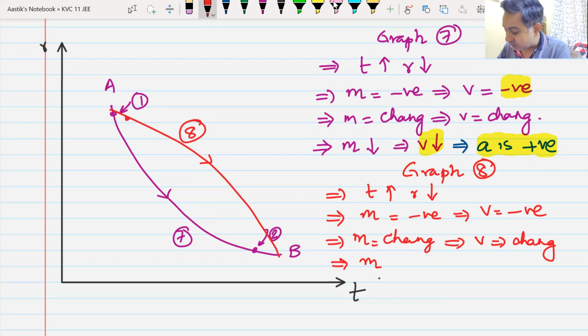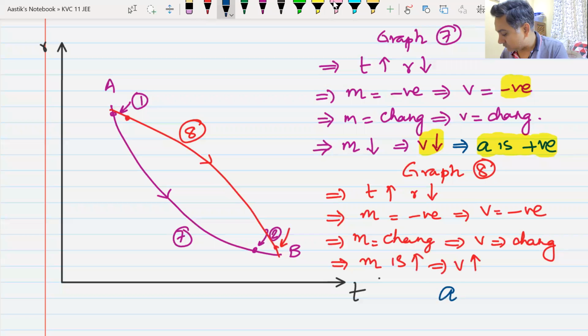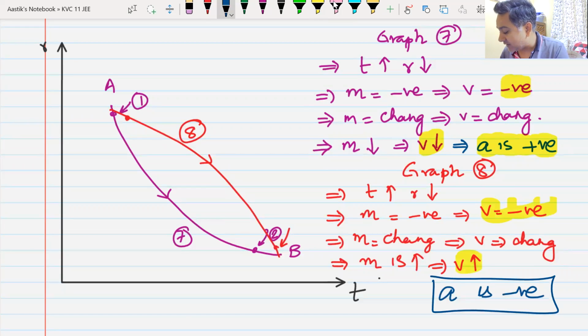Is the graph steeper here or steeper here? Here the slope is increasing. Do we understand this? The graph is getting steeper, slope is increasing. That means velocity is increasing. What can you say about the acceleration? Velocity is negative and velocity is increasing. Acceleration has to be negative. Do we understand this, everyone?